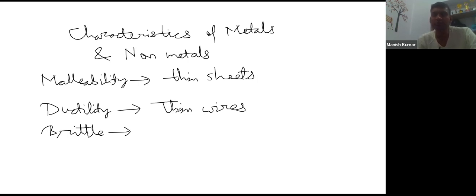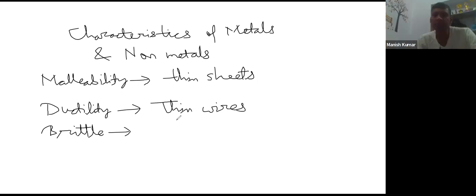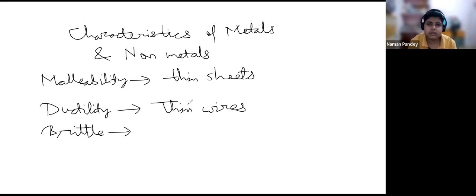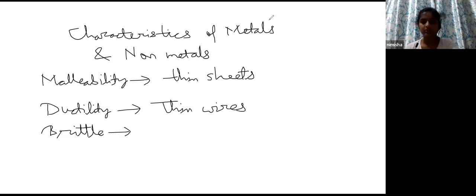Okay, now an example of non-metals. Oxygen, carbon. Okay, and an example of metals: iron, copper, zinc. Okay. And have you heard of metalloids? What is the spelling? Metalloids, isn't it? What does that mean? Metalloids means what?